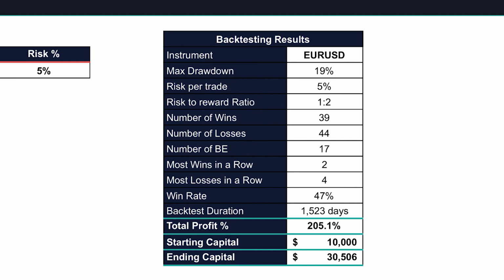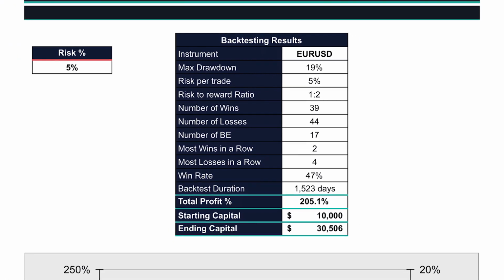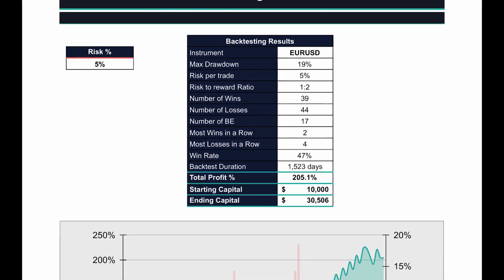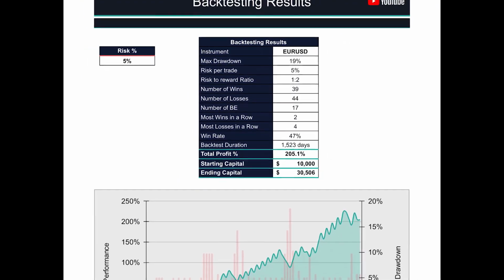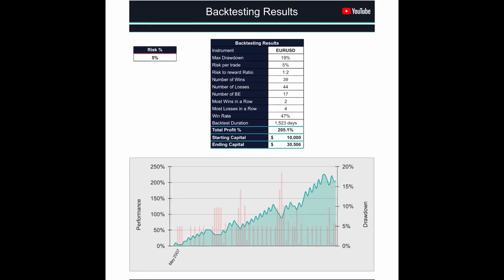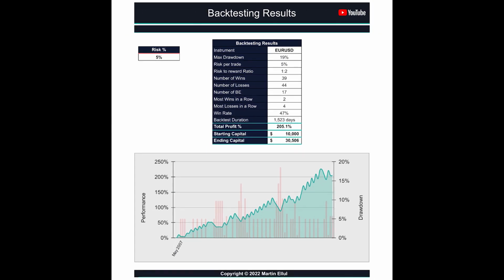205.1%. So if you would have started with $10,000, you would have ended up with $30,500. So this strategy is definitely profitable. I think the fact that it only involves one indicator and it's got a fixed risk to reward ratio, it would be pretty simple to code this into an automated algorithm and test it across different pairs and create a portfolio. I think that would be something to consider.